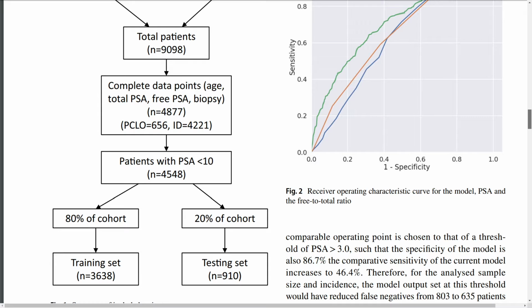We excluded patients with a PSA above 10 because we felt that under most circumstances those patients would automatically progress to further testing and were irrelevant in this scenario. As with many machine learning problems, we split the cohort into a training and testing set in an 80-20 split, which allowed 3,600 patients to be used for training and a further 9,010 to be used for testing.